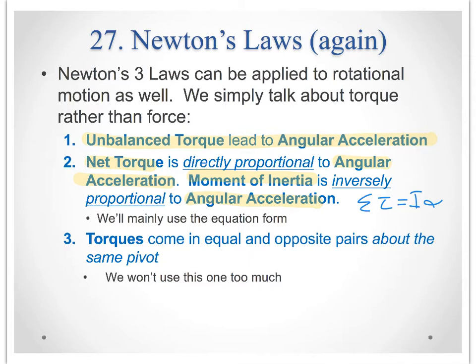And our last law is Newton's third law, that torques come in equal and opposite pairs, just like forces came in equal and opposite pairs. There is one caveat here. This is specific to torques. They're about the same pivot point, but in reality, we're not going to use this law quite as much. This is not going to be nearly as common, just because with forces, we had a lot of times where we had collisions between objects, we had objects interacting, and that's not going to be quite as common with rotating objects and with torques, although it will come into play sometimes.